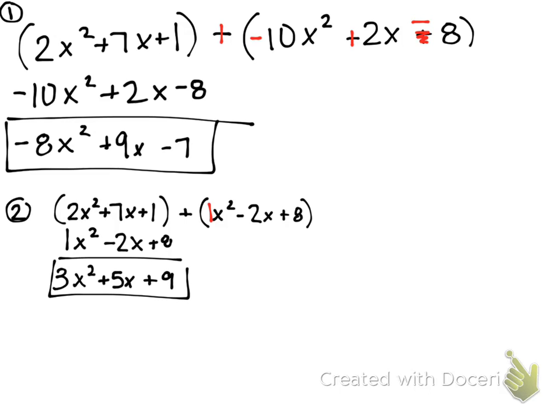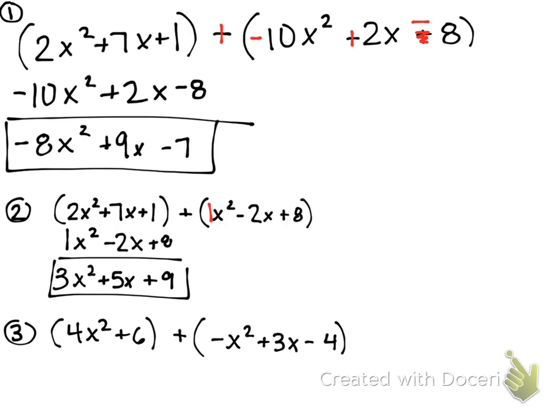Okay. Number 3. I have 4x squared plus 6 plus negative x squared plus 3x minus 4. Okay. Do I need to change any signs at all? No, why not? Because it's an addition problem. So I noticed that the second set of terms is in standard form, right? And it's not missing any terms. But the first set is missing that middle term, the x. So what I'm going to do is take everything in the first set and line it up under the second. Like I said, it does not matter which order you do.